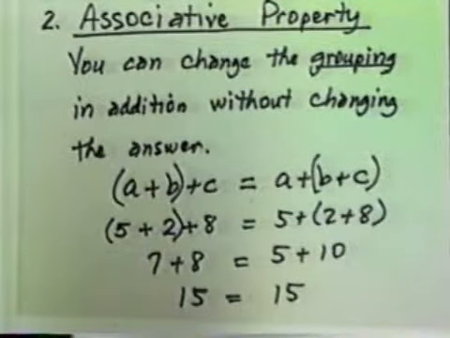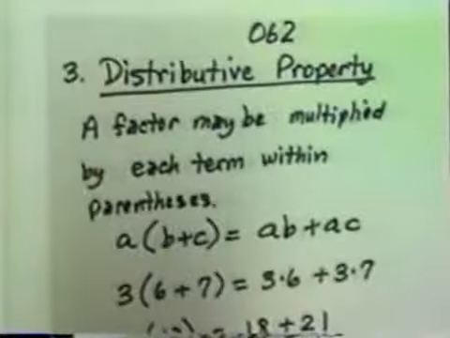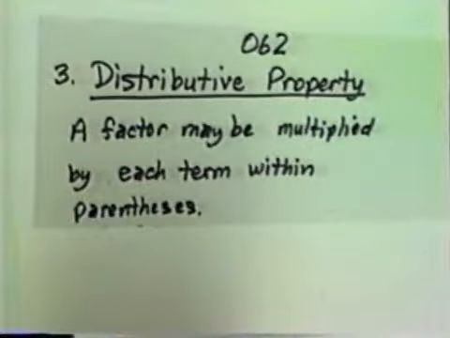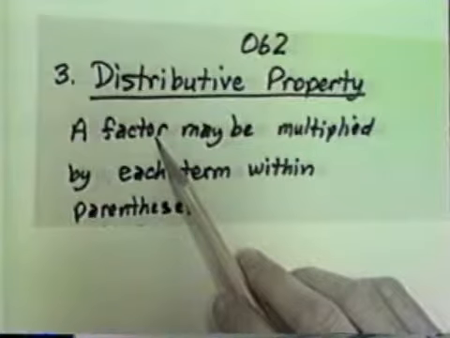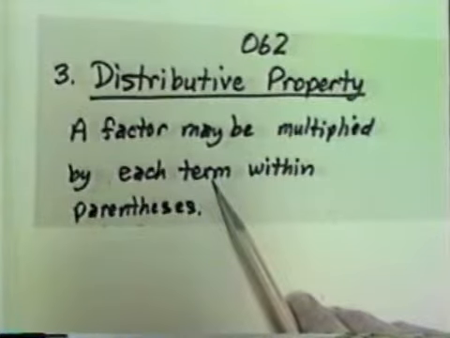The third number system rule that we'll look at is called the distributive property. The distributive property says a factor may be multiplied by each term within parentheses. Factor is a multiplier. The terms are add-ins. A factor may be multiplied by each term within parentheses.